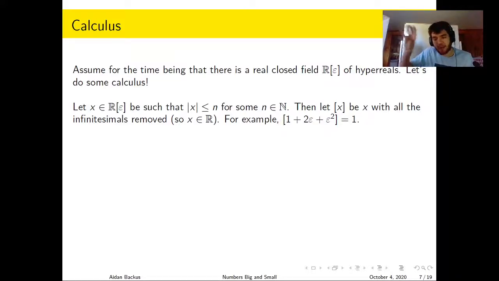We map down from the hyperreals into the real numbers, where there's none of this spooky infinite stuff going on. So for example, the standard part of 1 plus 2 epsilon plus epsilon squared is just 1. This epsilon gets mapped to 0. Epsilon squared also gets mapped to 0. We just kill all the infinitesimals.